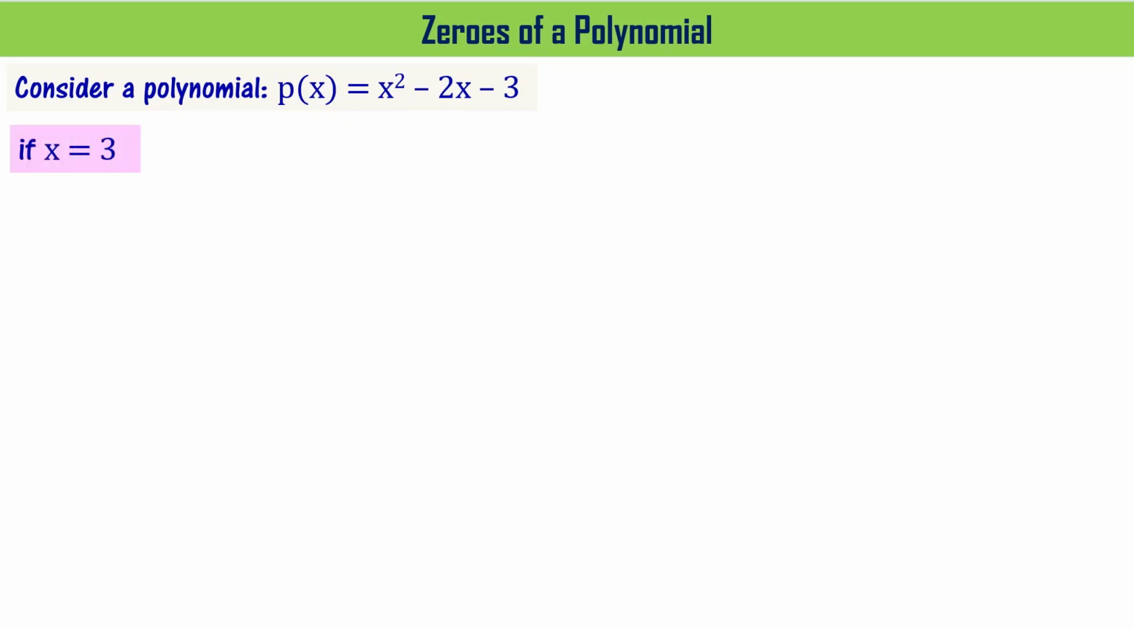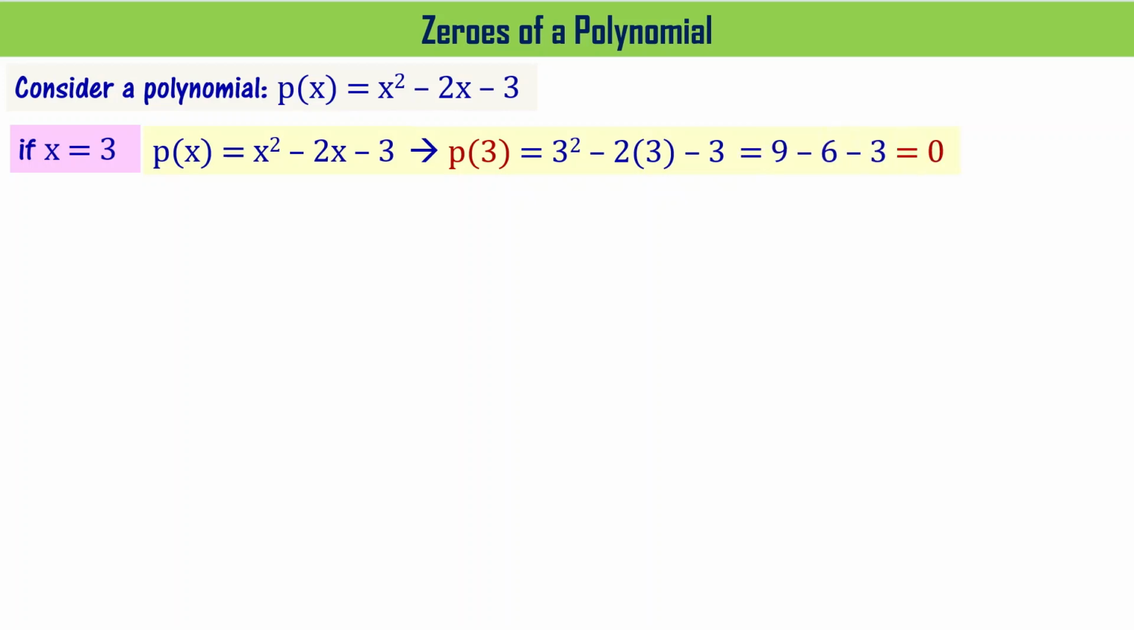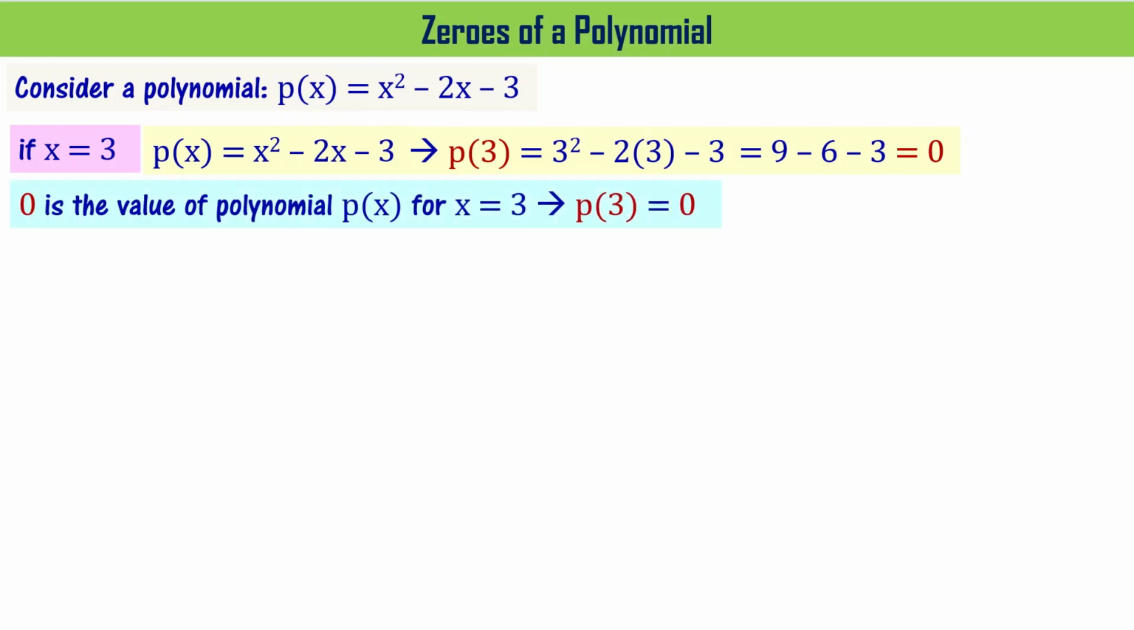If x equal to 3, then p of x can be written as p of 3 equal to 3 square minus 2 times 3 minus 3. When you simplify it, you get p of 3 equal to 0, right? So now we can say that 0 is the value of polynomial p of x for x equal to 3, or in other words, we can write it as p of 3 equal to 0, right?